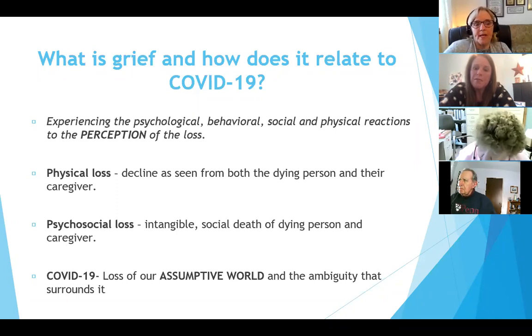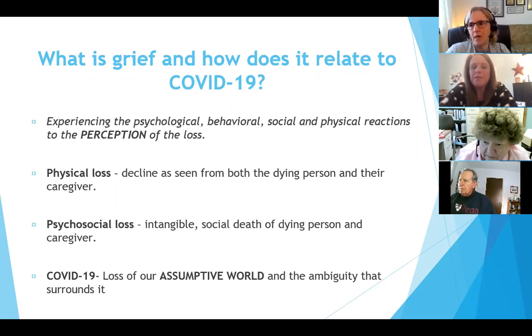And then relating to COVID-19, I think the key term here that we would like for you to think about is what we call the loss of our assumptive world. That's the way we think it should be. It's very basic, you know, that you should be able to be with your loved ones as they're sick and dying, that we shouldn't have to be quarantined, that we shouldn't have to deal with all of the things that are happening. And that loss of assumptive world is on several different levels.